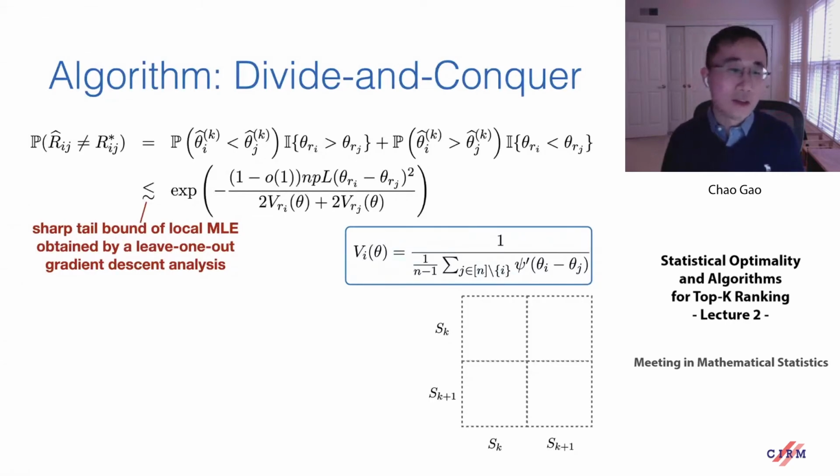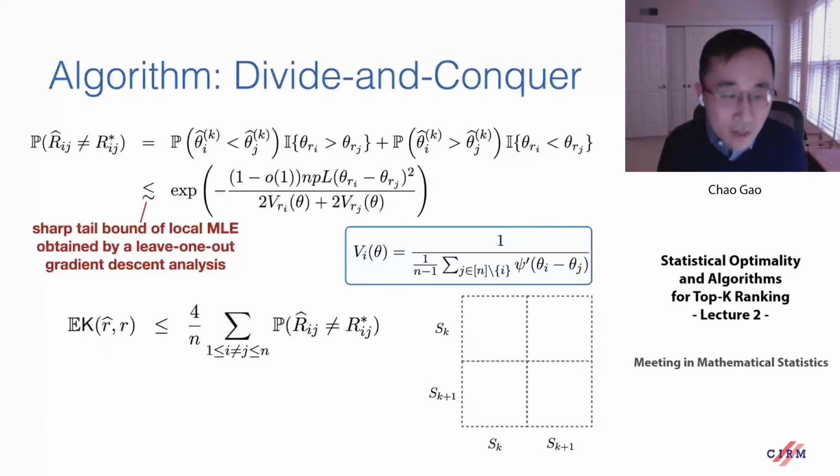So I showed that for top K ranking, the maximum likelihood estimator is optimal, and the analysis of the MLE depends on this delicate leave-one-out and gradient descent analysis. And here we can basically borrow the same idea to analyze the property of the local MLE, and just following the same recipe, you can get the exponential bound for the probability of the difference with the right exponent.